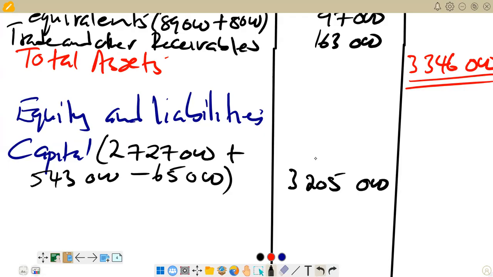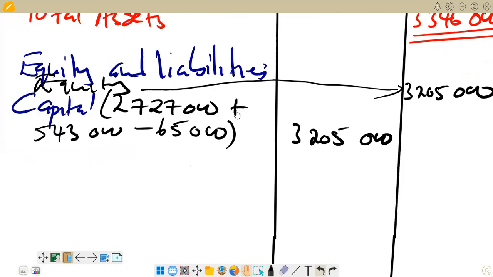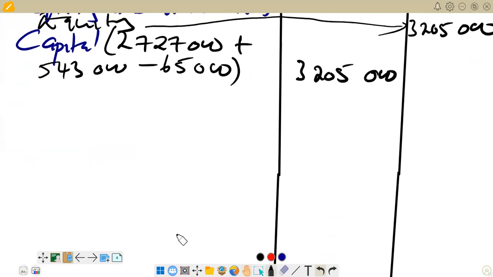For capital, 3,205,000 there. Then we put it there. We can put it in front there to represent that this is our equity. So we are supposed to put a heading here of equity, and then we put it here as 3,205,000. So this is going in line with this one. This description of this figure is equity. And then the part of equity is capital that we are having here. So now we go beneath that to list our liabilities that we have in the question.